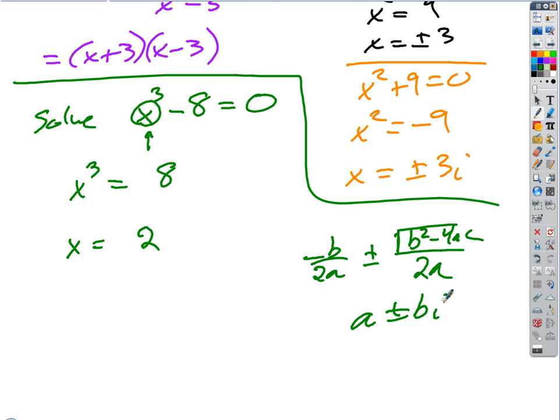A plus bi and a minus bi are complex conjugates. They always come in complex conjugate pairs, right? So what's the problem with this solution right here? Maybe not a problem, but what's lacking?